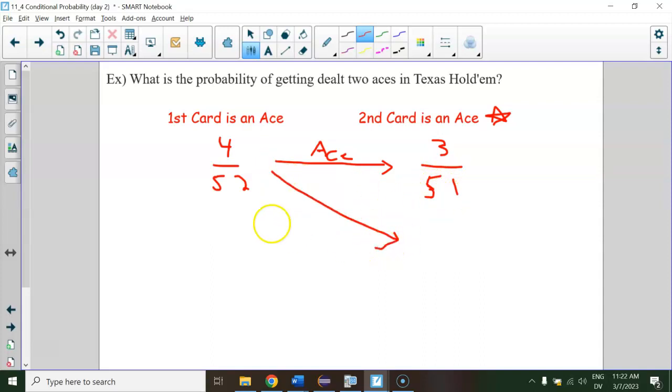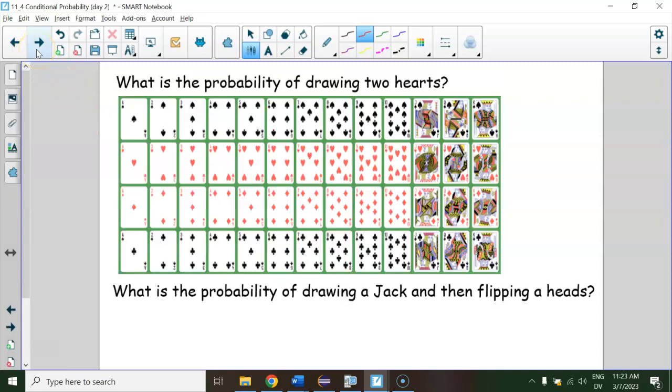And then if I don't get an ace, right, then there's still 51 cards left, but now all 4 aces are left, so it's 4 out of 51. So this is what they mean by dependent: your chance of getting an ace on the second card depends on if you got an ace on the first card or not. So these two events are considered dependent. Okay, I'm just going to keep doing examples in hopes of getting it.